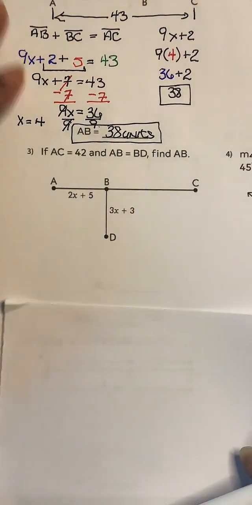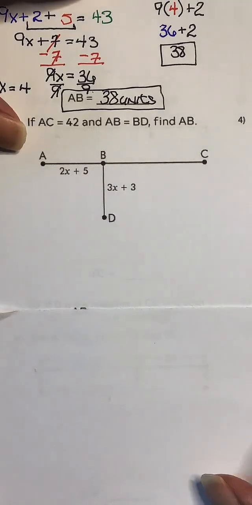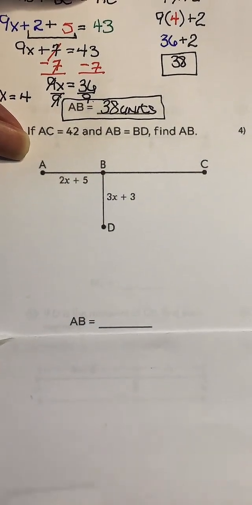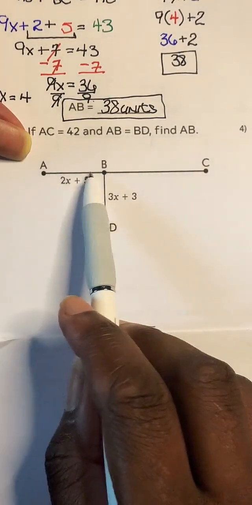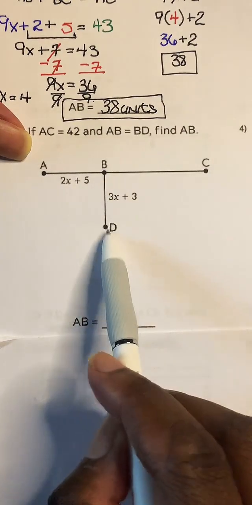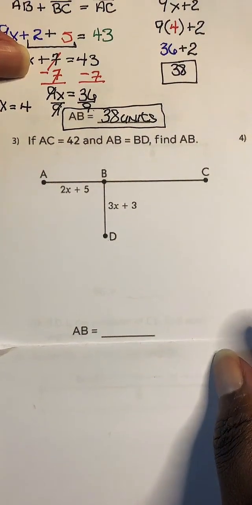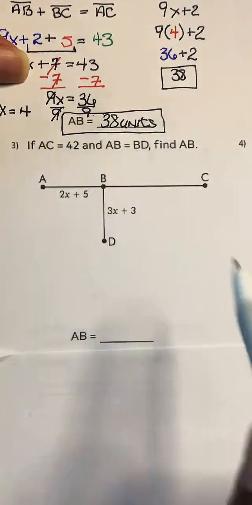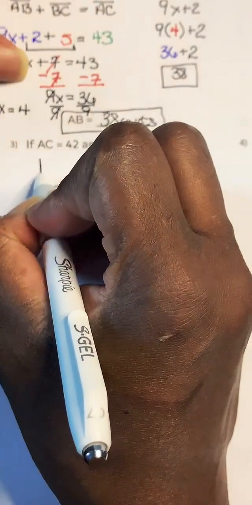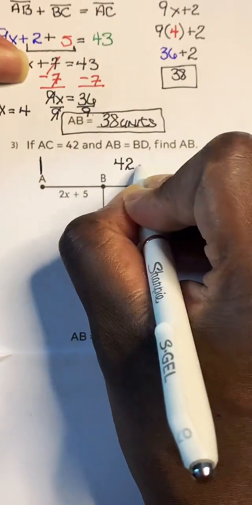So that's with our segment. What happens if we want to look at it as an angle? Very much the same. We're going to add the 2 smaller angles for it to equal our larger angle. It gives us a little bit of information. They're saying if AC equals 42, that means from here to here, the length of that is 42, whatever the units are.